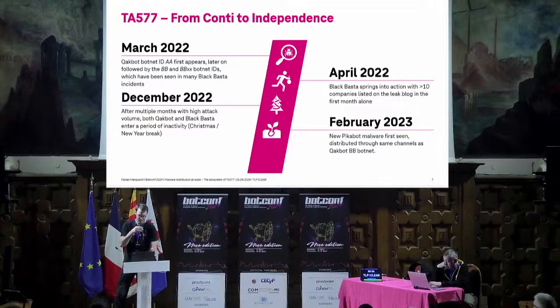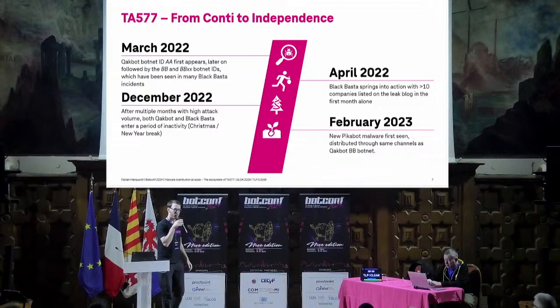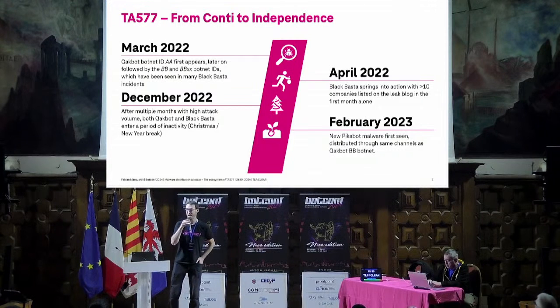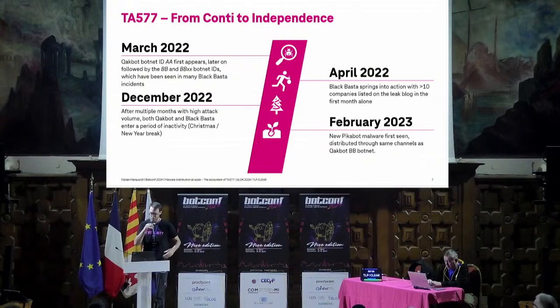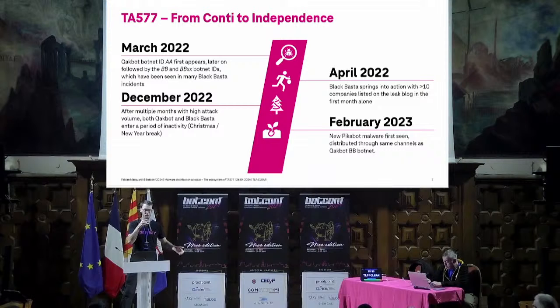And we can see that now. Starting March 2022, there was a new Quackbot botnet. First it was called AA, then later on they switched to naming it BB, BB01, and so on. And we have seen in many incidents that this correlated with later follow-up activities leading to Blackbuster incidents. In fact, many believe that BB is just an acronym for Blackbuster.